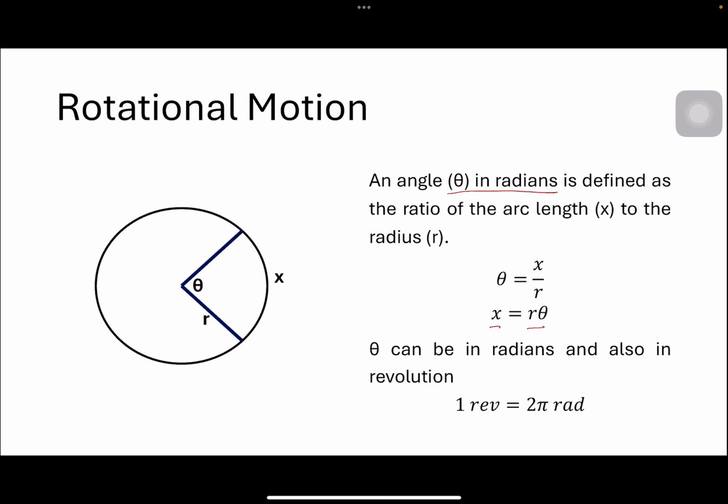So your angle theta can be in radians but also in revolution. Take note of the conversion, that one revolution is equal to 2 pi rad, or in degrees it's 360 degrees. So the whole rotation, the full circle.